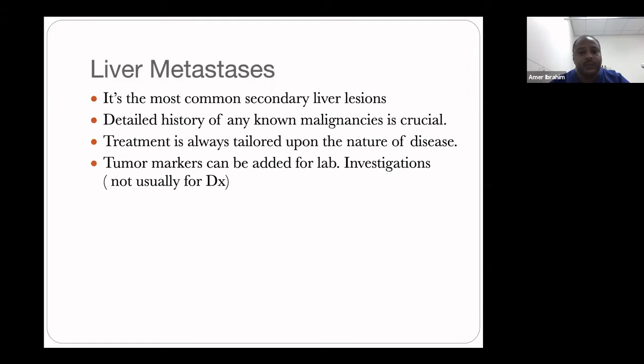So quickly about liver metastasis, it is the most common secondary liver lesion, and a detailed history of known malignancy is very crucial. You have to know exactly if the patient has any other primary disease. Once you see these liver lesions incidentally found on the CT scan, you can match them with the primary tumor. Definitely the treatment will be tailored to the nature of the disease. Tumor markers should be done within the workup, but definitely they will not be used for the diagnosis.